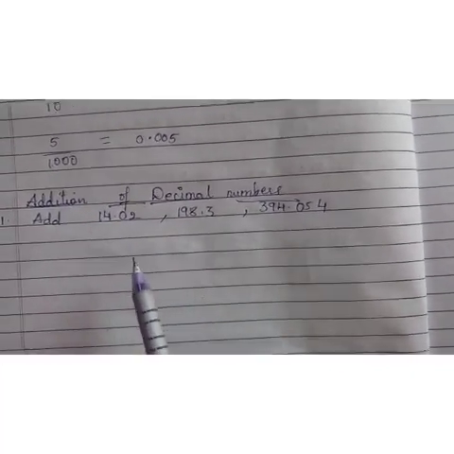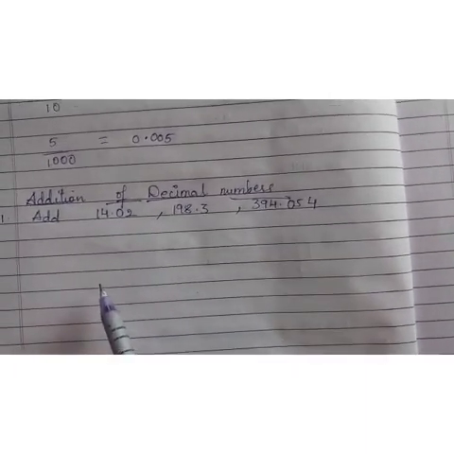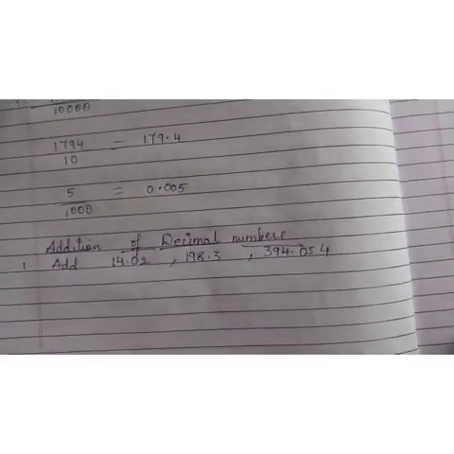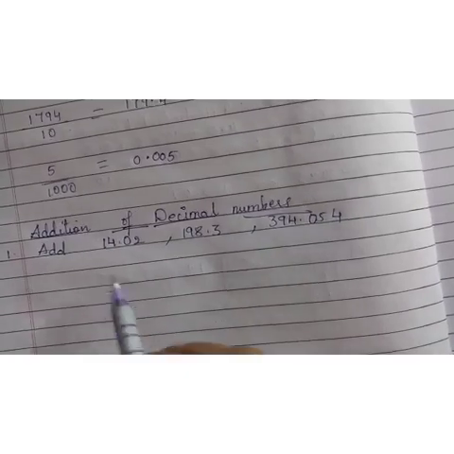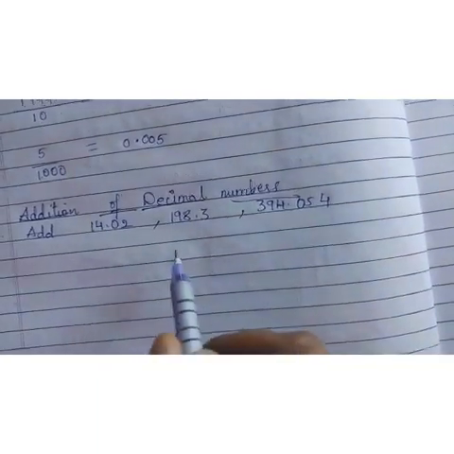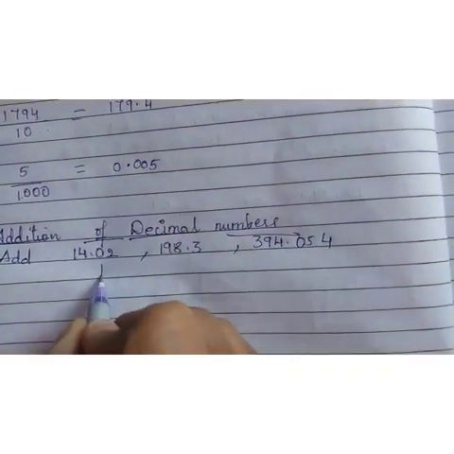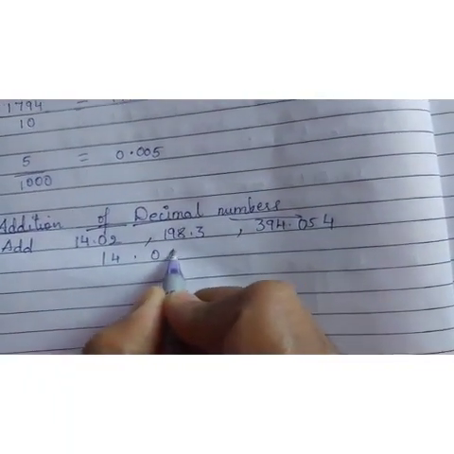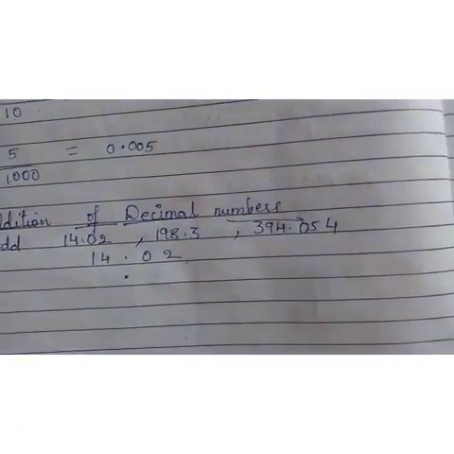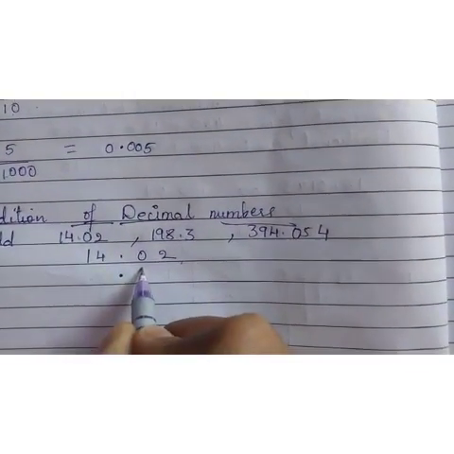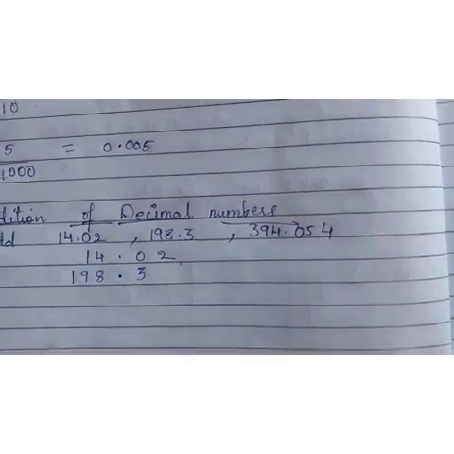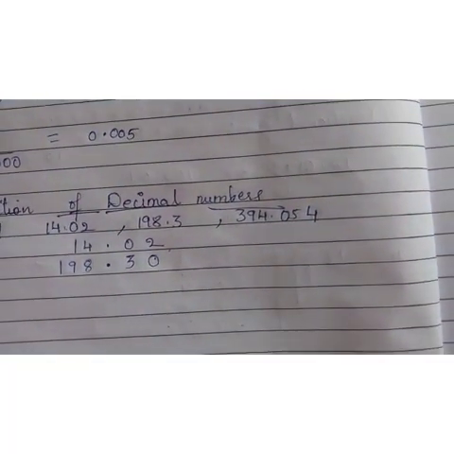So children, adding the numbers is same as you do previously. The only difference is you have to place the decimal point one below the other. So let us see how to do. Write the digits of the given number below one another such that the decimal point lies in the vertical line, that is 14.02. Next we have 198.3. So place the decimal point as it is, and here we have 3, place 3. Next we have 198.891. Here we don't have anything, so I will just place 0.